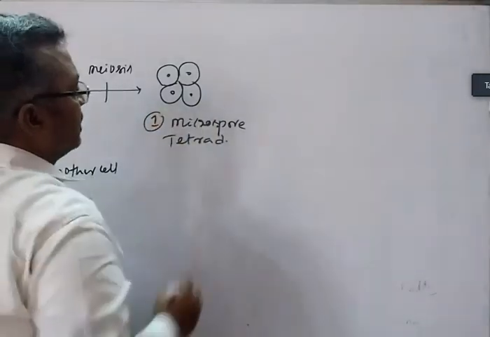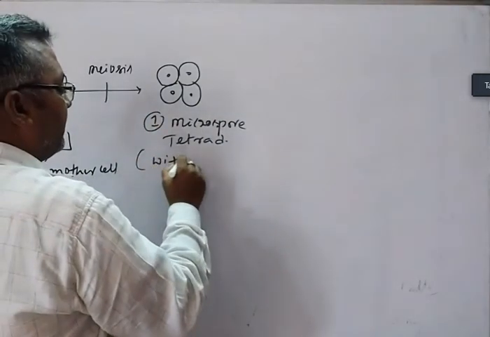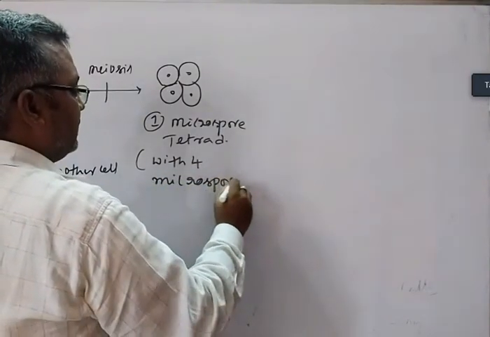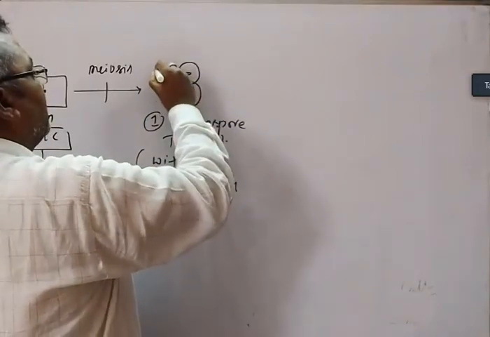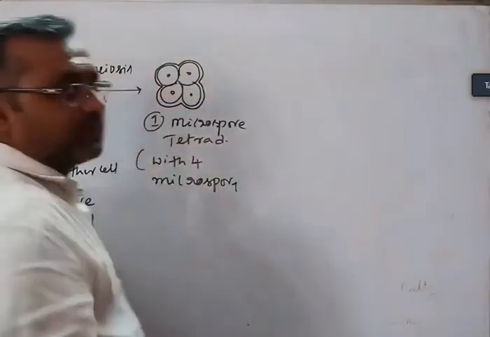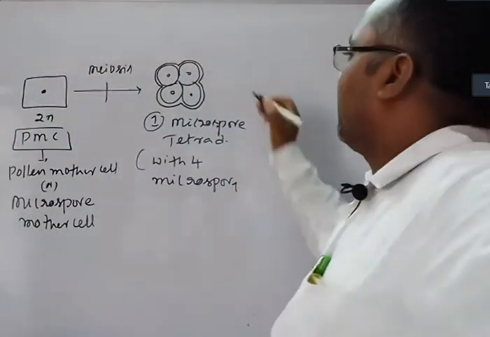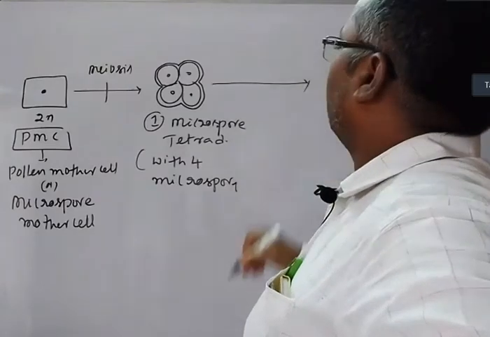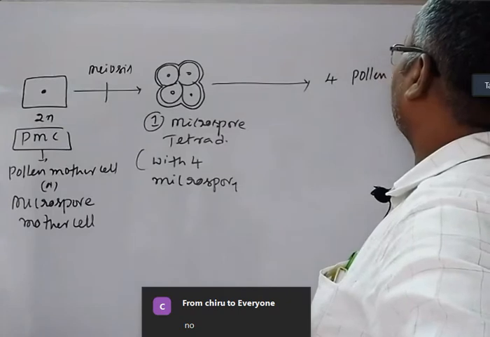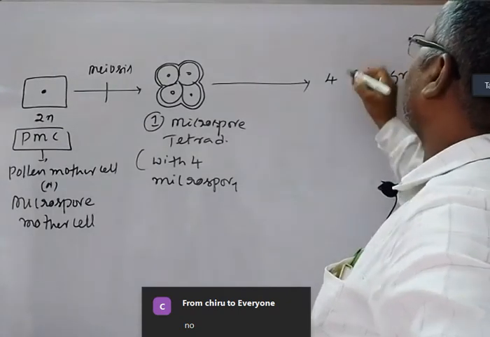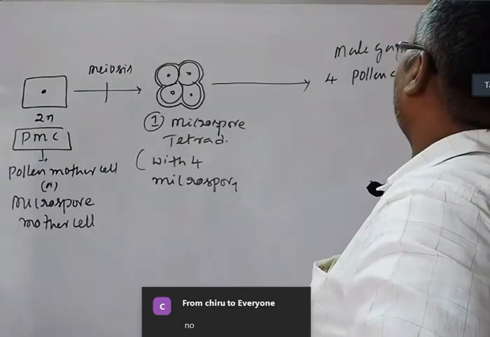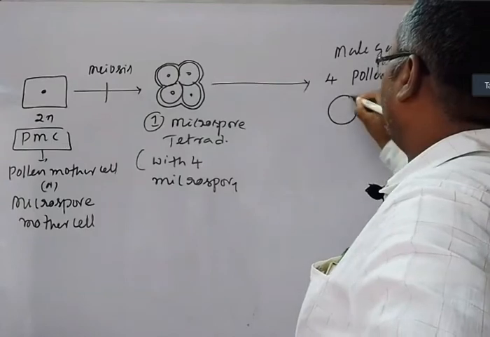With how many microspores? With 4 microspores. This total structure is called tetrad. This has 4 microspores. The 4 microspores get separated into 4 pollen grains. This pollen grain is called male gametophyte. Now these are 4 pollen grains.